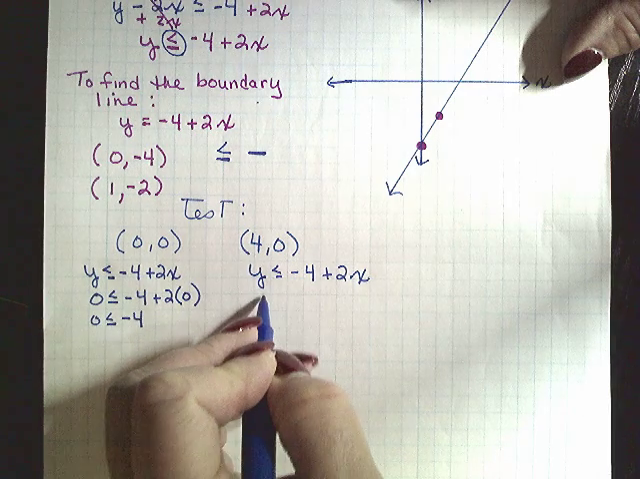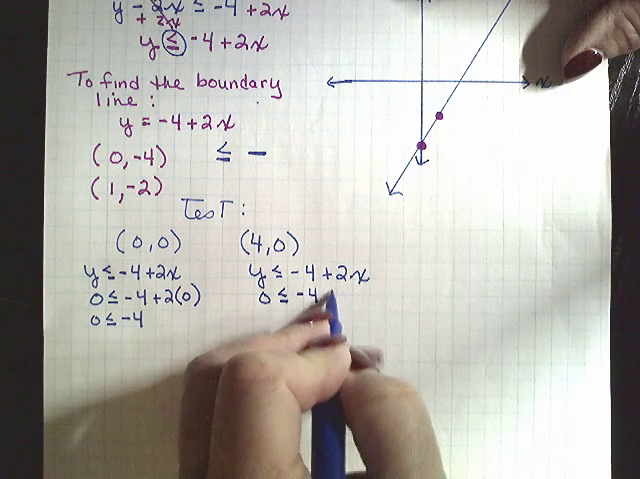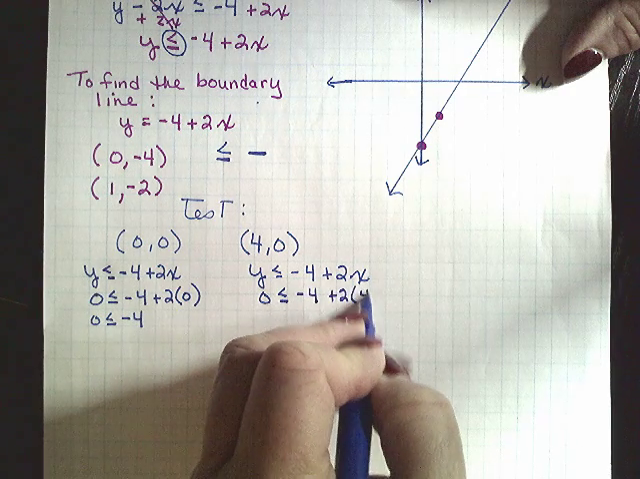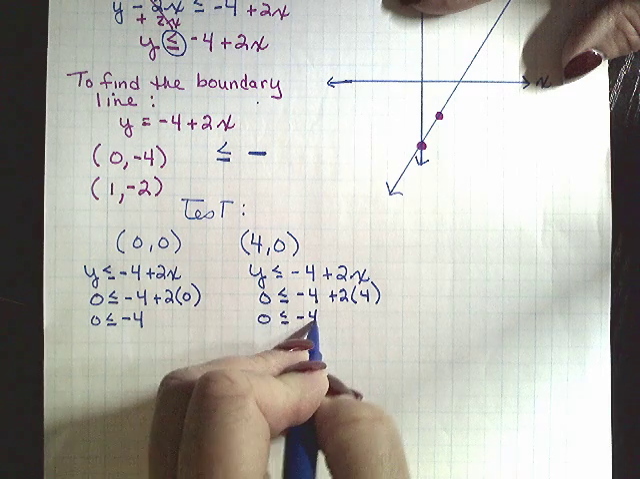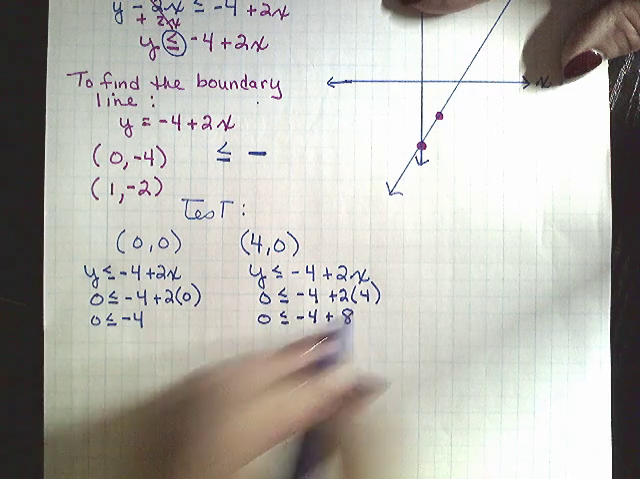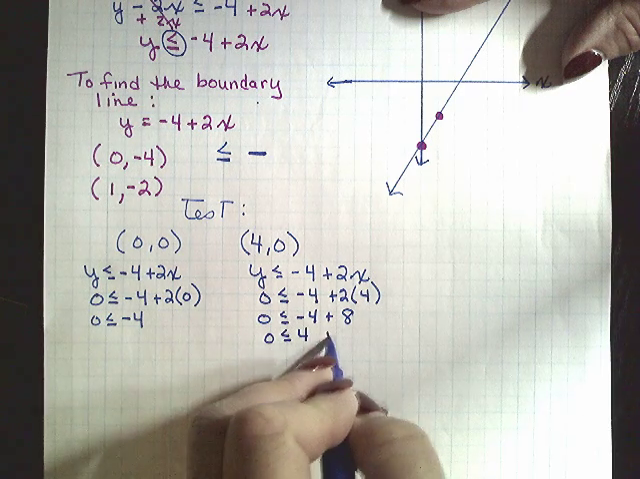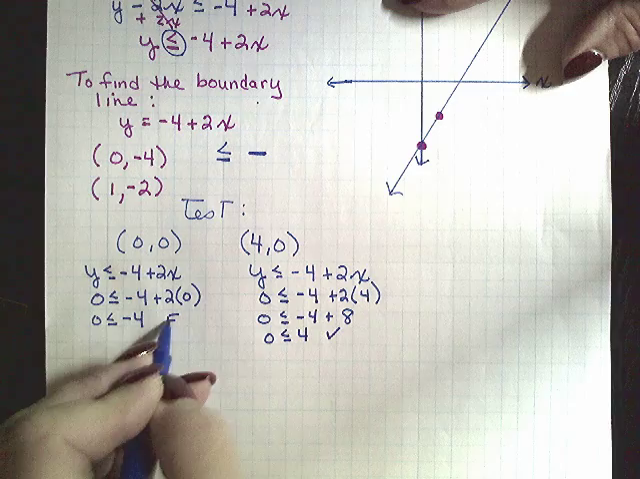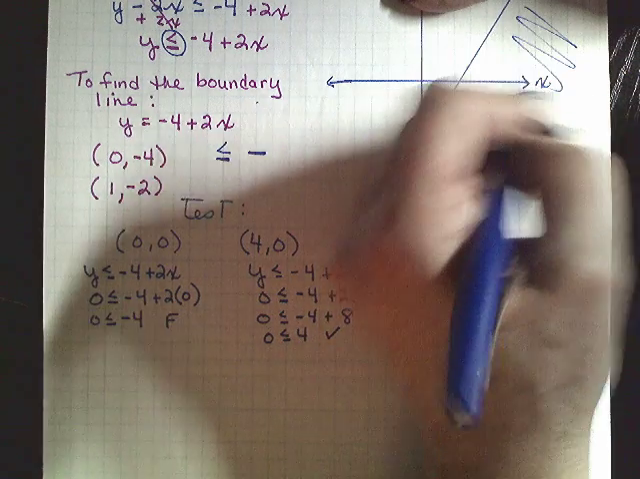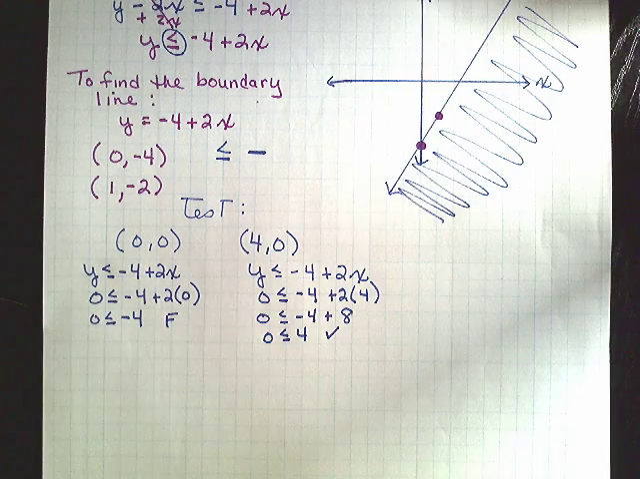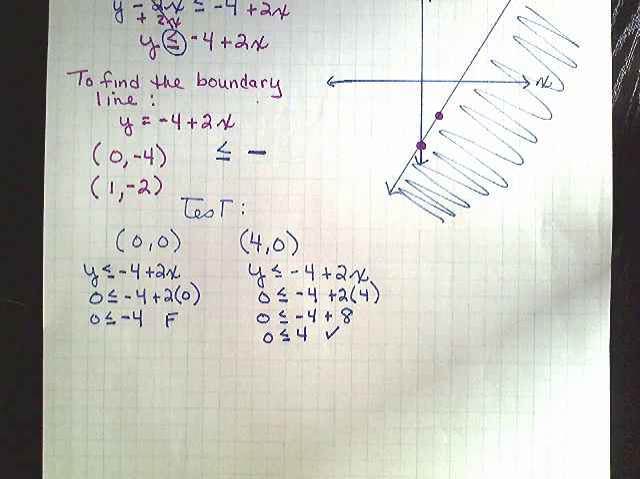Let's try this side. 0 is less than or equal to negative 4 plus 2 times 4. 0 is less than or equal to negative 4 plus 8. 0 is less than or equal to 4. That is true. This is false. Therefore, we got 4, 0 on this side, so we're going to shade in that side of our boundary line. That makes the statement true.